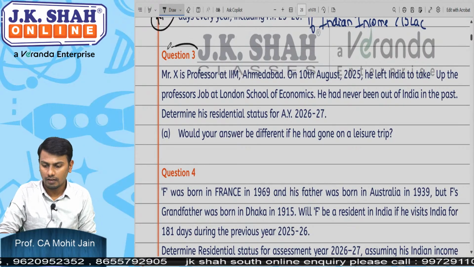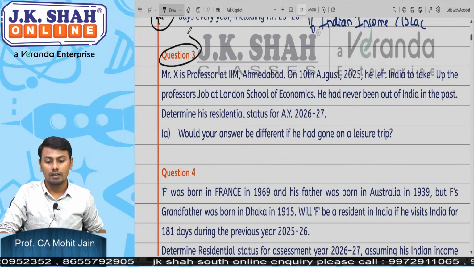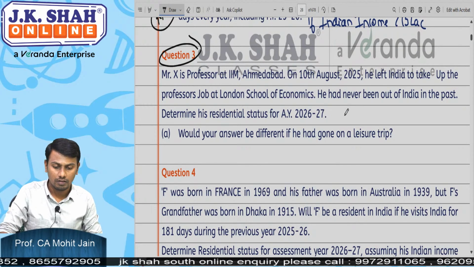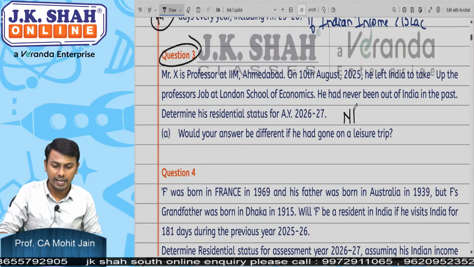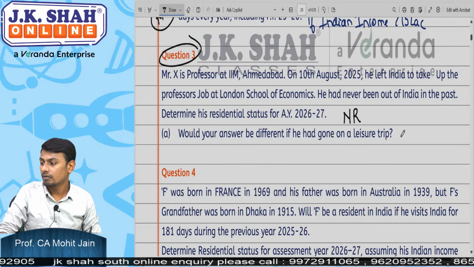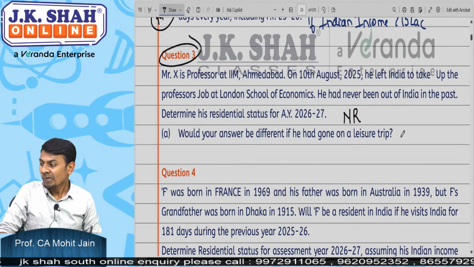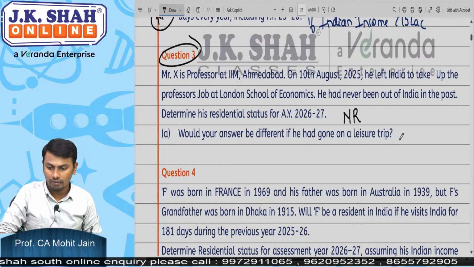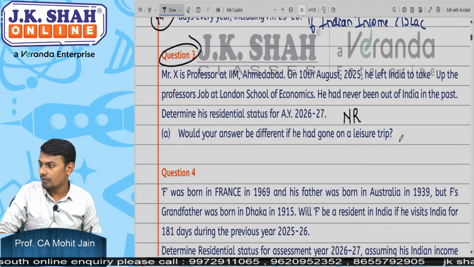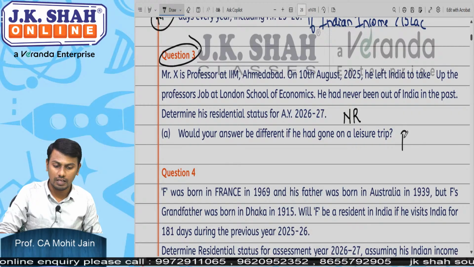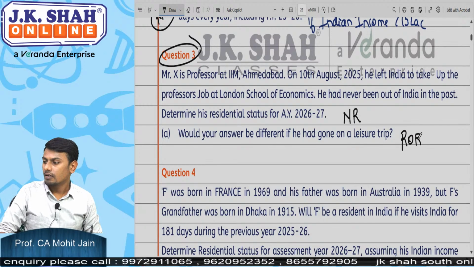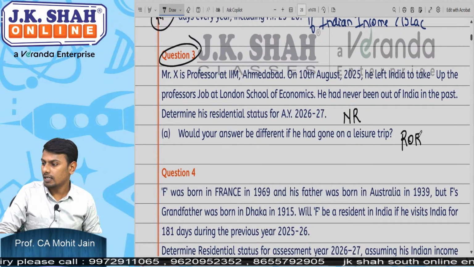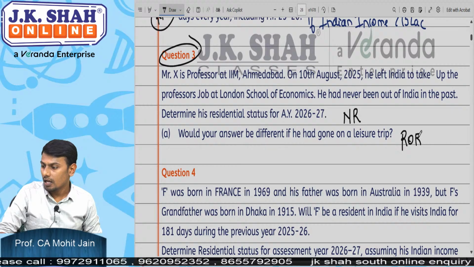Question number 3. There will be 2 answers to it. What is the answer for the first one? Okay. Second part, what will be the answer? What if yes, then what is the answer? Different than yes, what is the answer? Okay, there are 2 answers I have got. First answer, people are saying non-resident. Second answer, people are saying ROR.